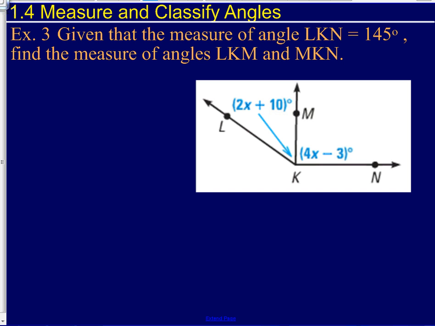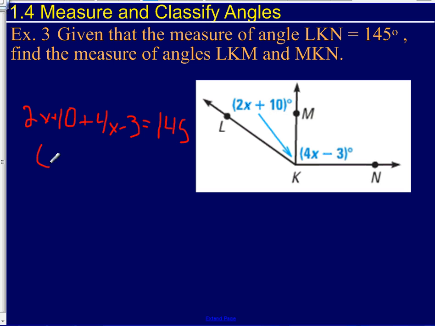So to describe that, I can set up an equation to demonstrate this. They're telling us that angle LKN, the big angle here, is 145 degrees. And they want to know the measurements of both LKM and MKN. So we can set up an equation that looks just like an algebra equation. We have 2x plus 10 plus 4x minus 3. And because of the angle addition postulate, I can say that those two angles equal 145.